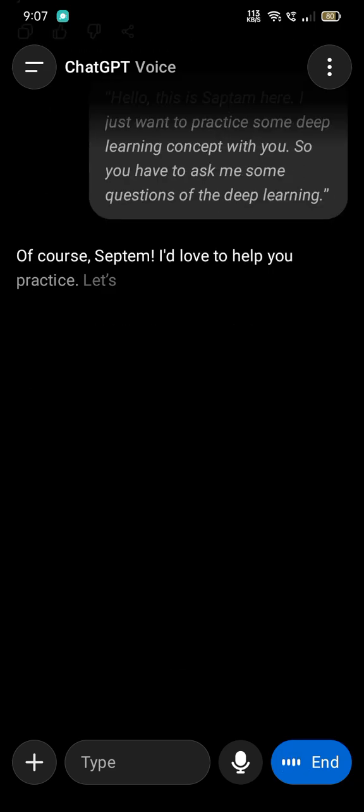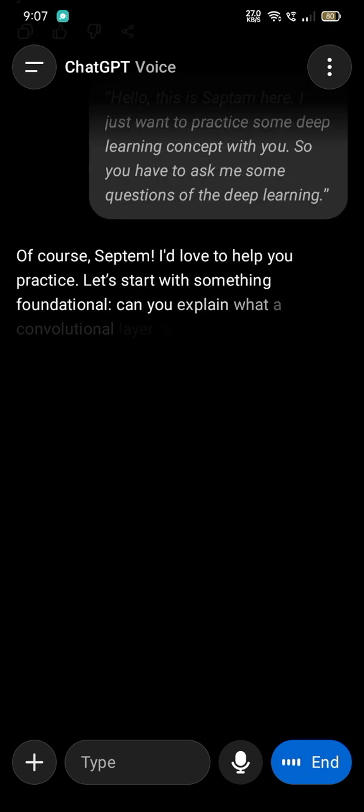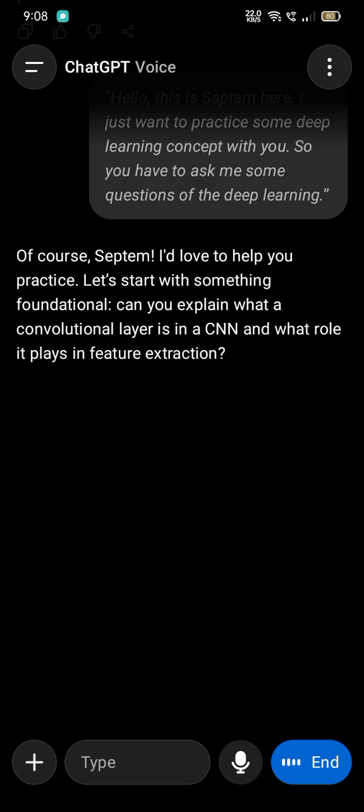Of course, Satyam. I'd love to help you practice. Let's start with something foundational. Can you explain what a convolutional layer is in a CNN and what role it plays in feature extraction?